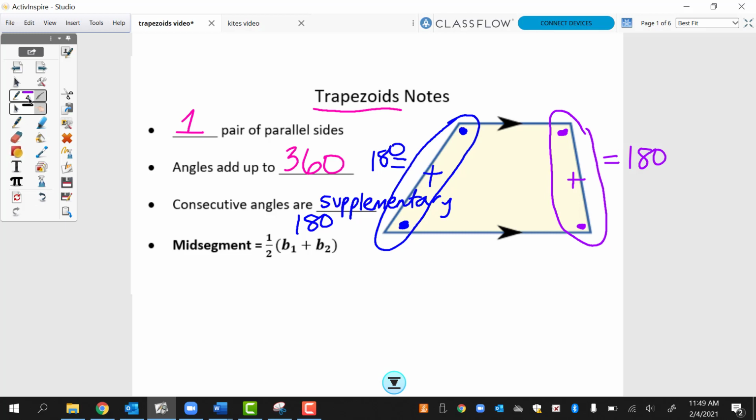And then the last thing we need to know is about the mid segment. Now the mid segment is the segment, aka the line, that goes through the middle of the shape. Since I've kind of drawn on it, sorry. So if you see a trapezoid and it has a big line going through the middle, that is the mid segment.